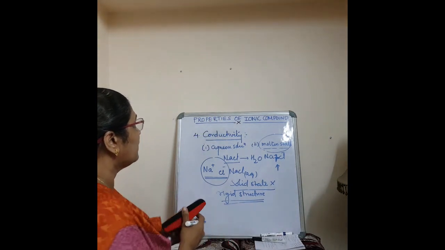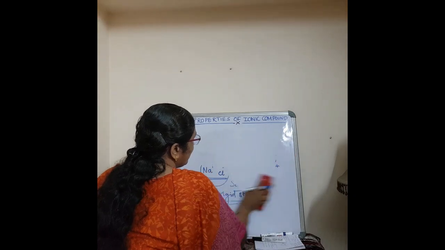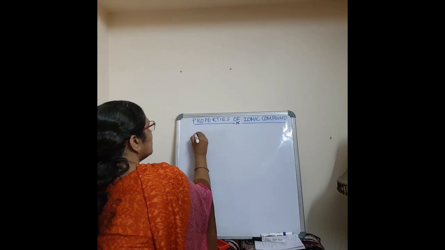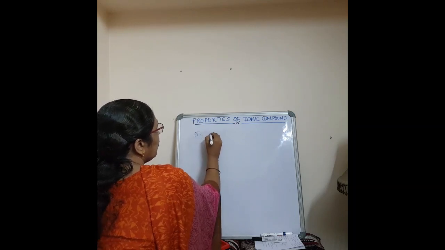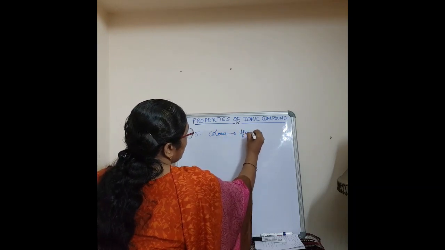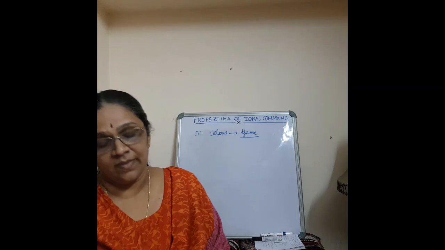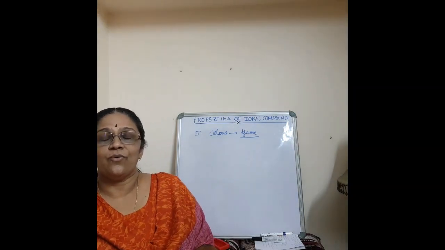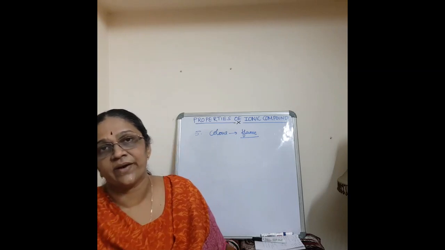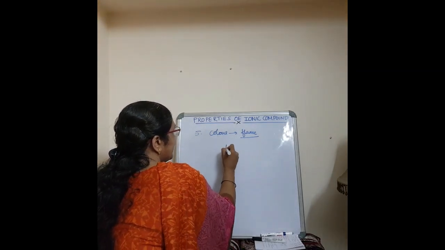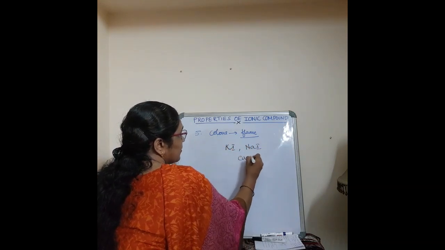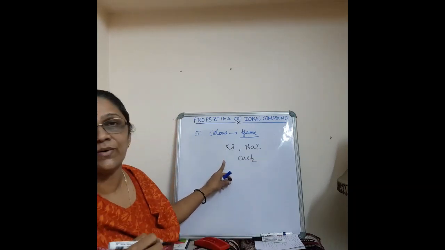And the last property you have to study of ionic compounds is this: generally, almost all ionic compounds will show a color when shown in a flame. For example, if you take some potassium iodide, that's a salt, it's an ionic compound, right? Potassium iodide, or sodium iodide, or calcium chloride. All these are ionic compounds.